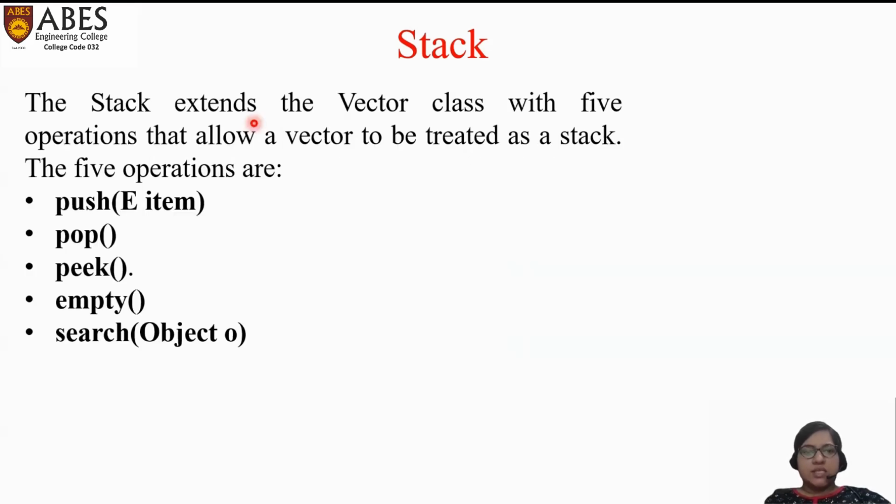As I already told you, the Stack extends the Vector class with 5 operations that allow a vector to be treated as a stack. Here the first operation is push. Push, as the name suggests, is used to push an item onto the top of the stack. Then we have the pop operation. Pop removes the object at the top of the stack and also returns that particular object. Then we have the peek operation. It looks at the object at the top of the stack without removing it from the stack.